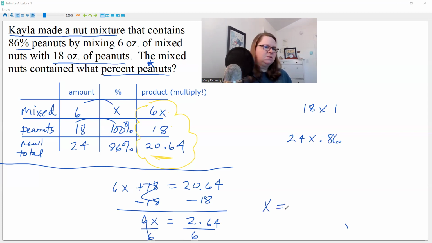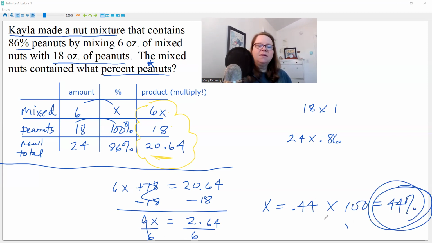So X comes out to be 0.44. Now the question was what percent peanuts? So we need to just change this to a percent. So just multiply by 100. You get 44%. All right, that is your answer here.